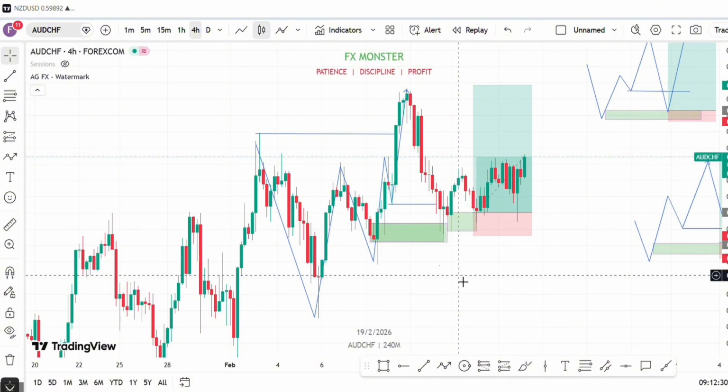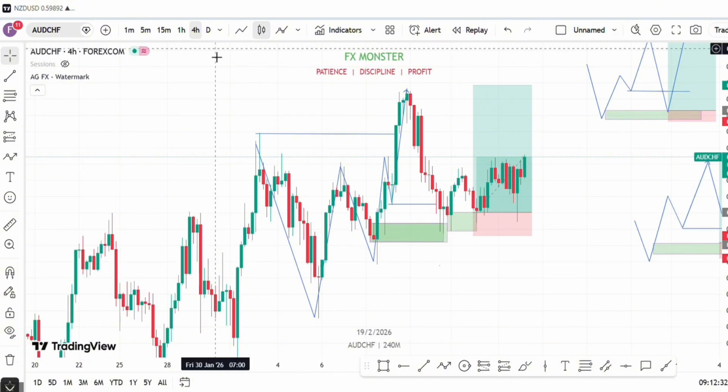After we've tapped into this order block, we will now go over to the lower time frame to look for our entries. I normally like to go 2 time frames below. These are all the time frames I use, from 5 minutes down to the daily. So 2 time frames below is going to be 15 minutes.